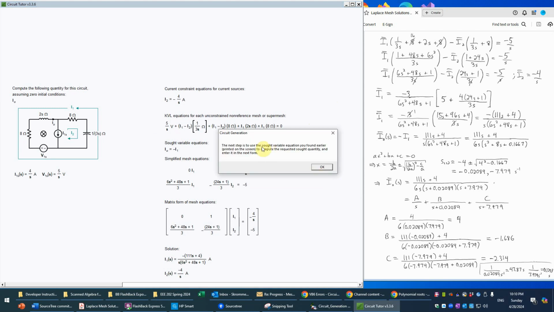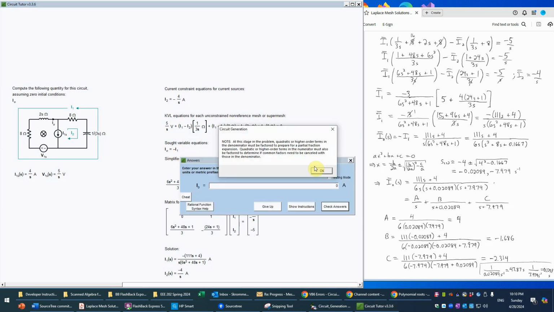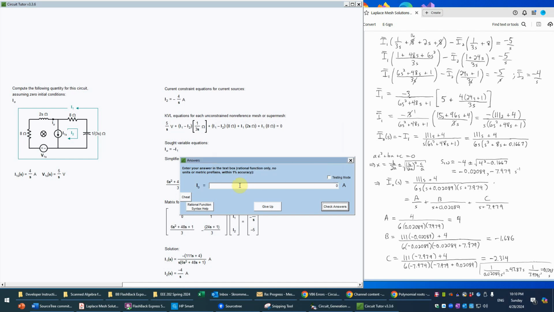Then it's going to tell us that we need to use the SOT variable equation, which is just I naught equals minus I1 to find I naught. And also it's going to tell us that at this stage, because we're going to have to do an inverse Laplace transform on I naught, we want to prepare it for doing partial fractions, which means we're going to have to factor any quadratic terms that appear in the expression. In this case, there's one in the denominator. And so it'll have to be in factored form when we put it in here, just so that can be checked before we start the partial fractions.